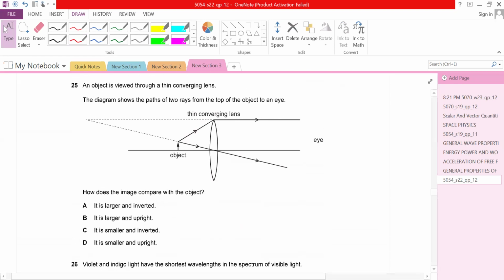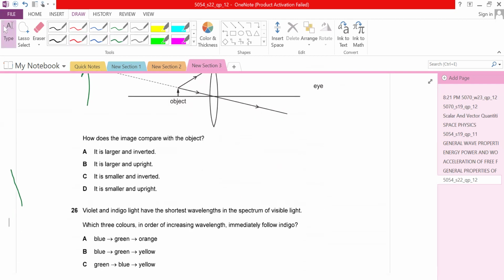Question number 25. An object is viewed through a thin converging lens. The diagram shows the path of two rays from the top of the object to the eye. This is a converging lens, and the object is placed somewhere here. So how does the image compare with the object? It is large and inverted. No. It is large and upright. Yes.